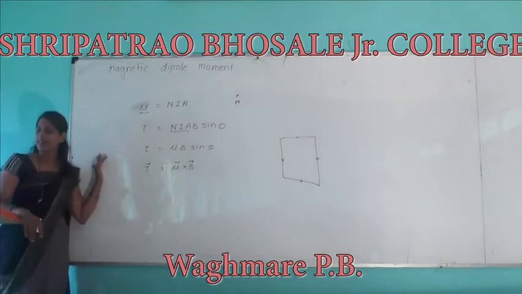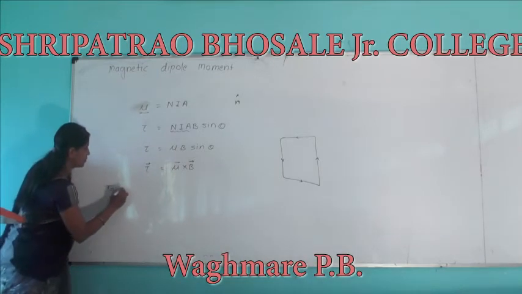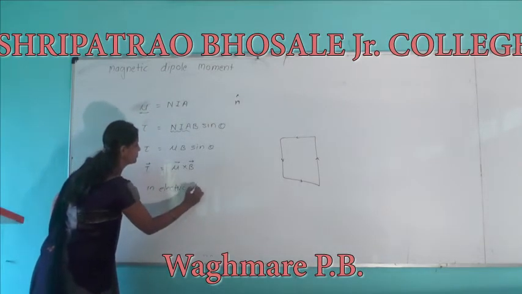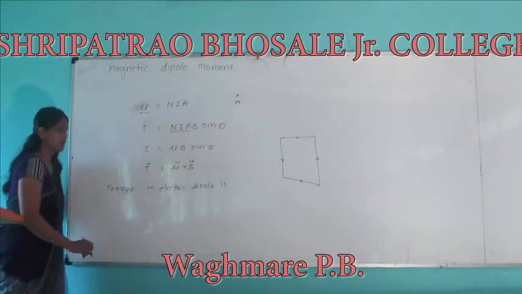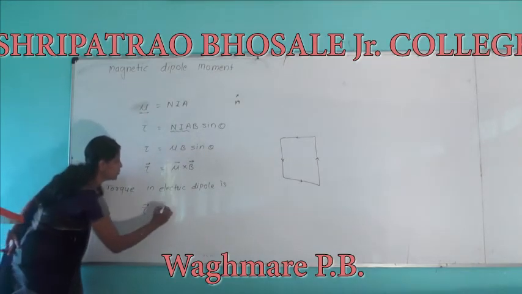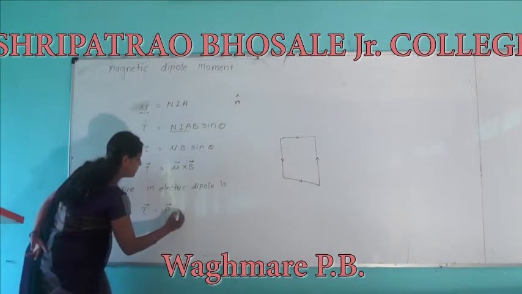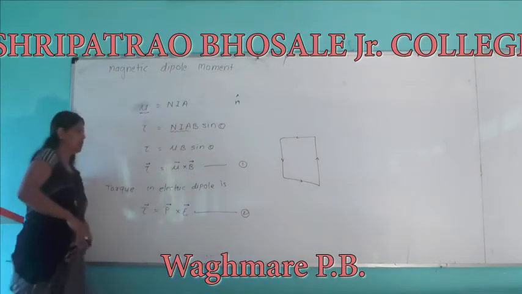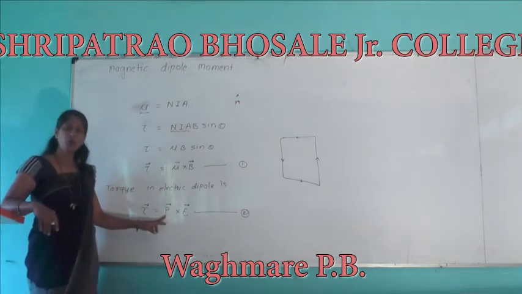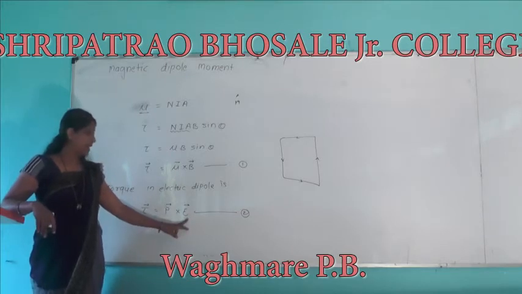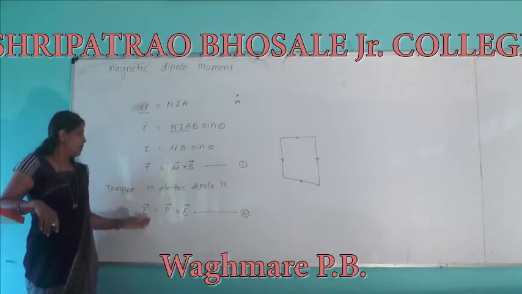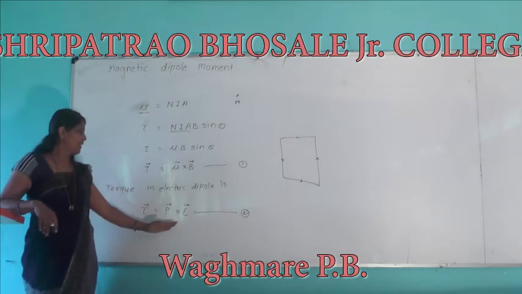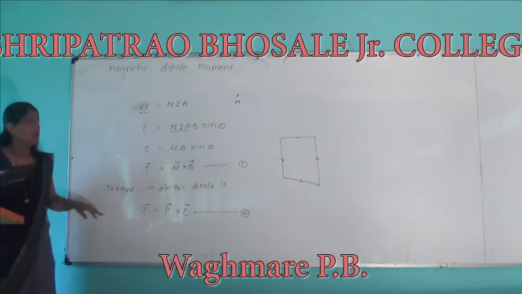Now, in the electric field, the torque on an electric dipole is equal to the dipole moment into the electric field. Say this is equation 1, and this is equation 2. The torque is equal to P cross E, where P is the dipole moment in the electric field and E is the electric field. Therefore, we can compare these two equations, the torque in the magnetic field and the torque in the electric field.